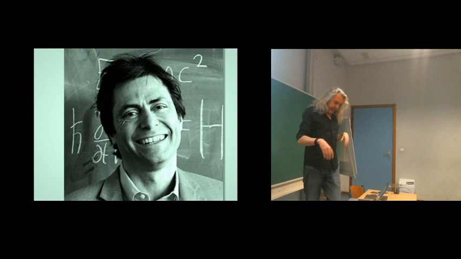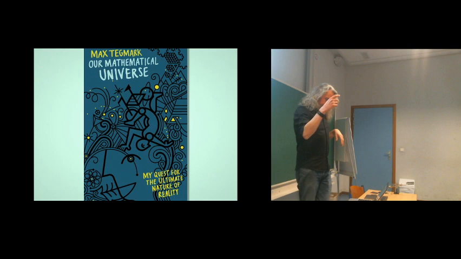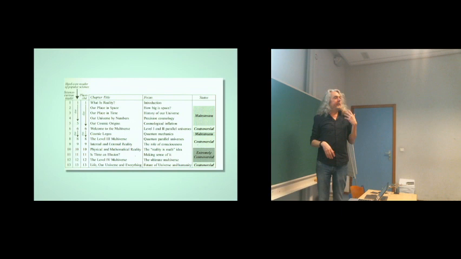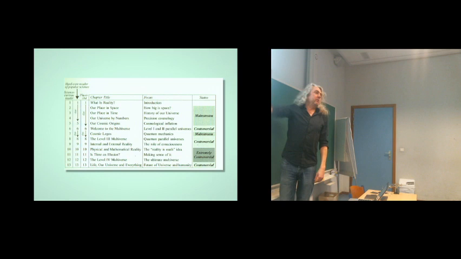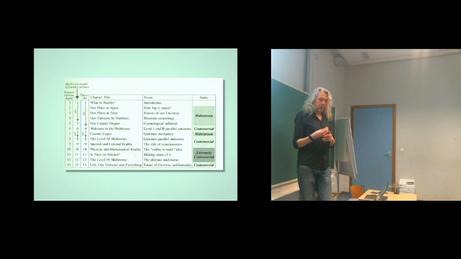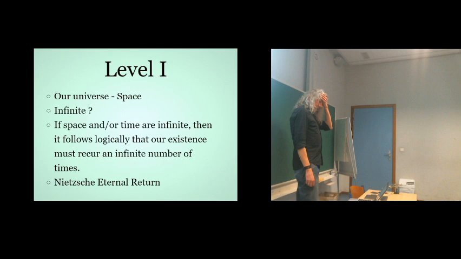Our Mathematical Universe. In this book, one of the nice things is at the beginning of the book, he gives an overview of all the chapters he will be discussing. And he already says whether it's mainstream, controversial, or extremely controversial. So he sees four levels of multiverse. I'll explain a bit about it. Especially level one. Level one is an interesting one.